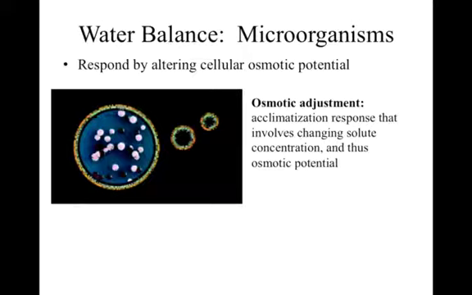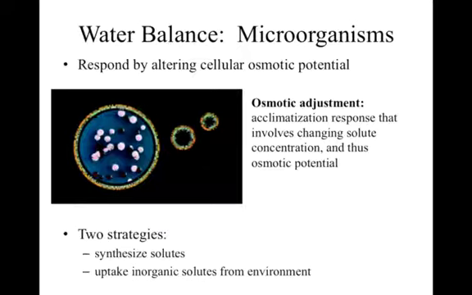So any microorganism that lives in an environment where there is fluctuating osmotic potential needs to deal with that. And frequently they'll deal with that using what's known as osmotic adjustment. And this is something we talked about with temperature as well. It's an acclimatization response that involves changing the solute concentration in their body in order to stabilize themselves relative to the osmotic potential in the environment around them.